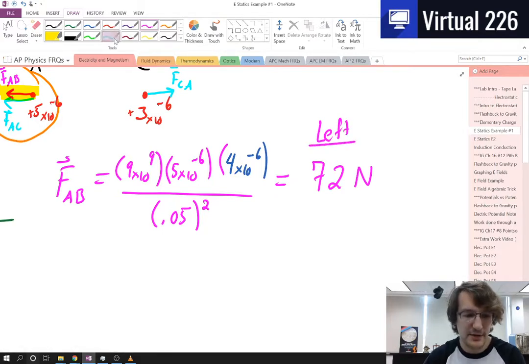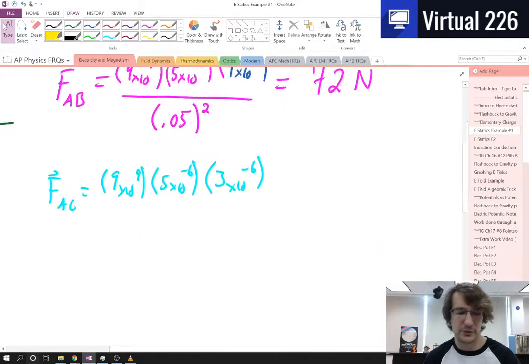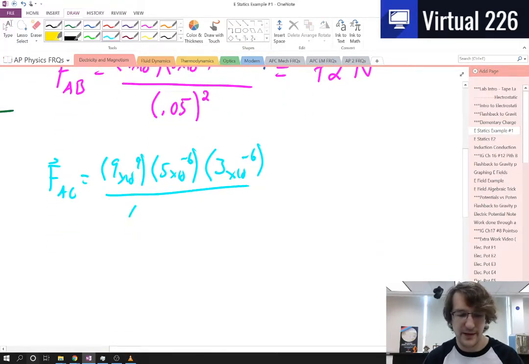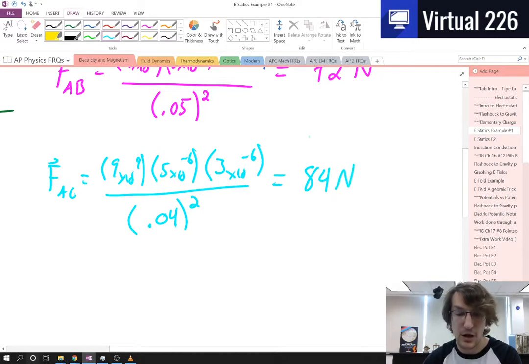If we do the same thing for the force on A due to C, we still have the K, 9 times 10 to the 9th. Charge A is the same, 5 times 10 to the minus 6th. And charge C in this case, the last charge, is 3 times 10 to the minus 6. We didn't have to worry about positives or negatives because it was a positive charge, so who cares? We divide that by the radial distance between them, so that's 0.04. Don't forget that squared. And when we calculate this out, we find that this is going to be approximately 84 newtons, also pointing to the left.